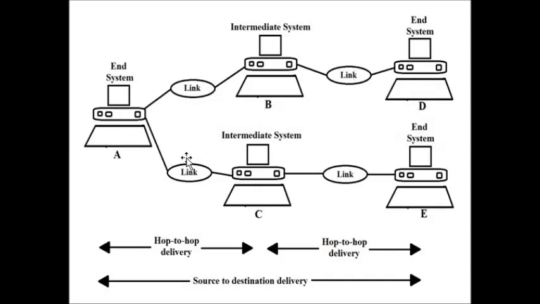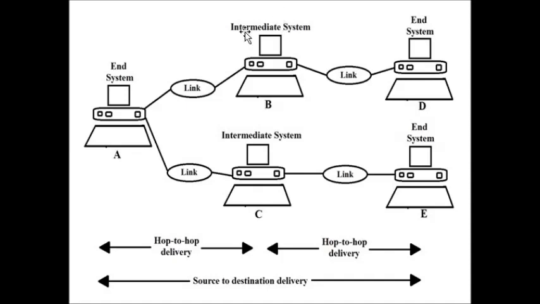Similarly, if A has to send some data to E, then it has to go through two hop to hop deliveries, first A to C and then C to E. So the data exchange between A and B, B and D, A and C, C and E through these direct communication links is called hop to hop delivery.